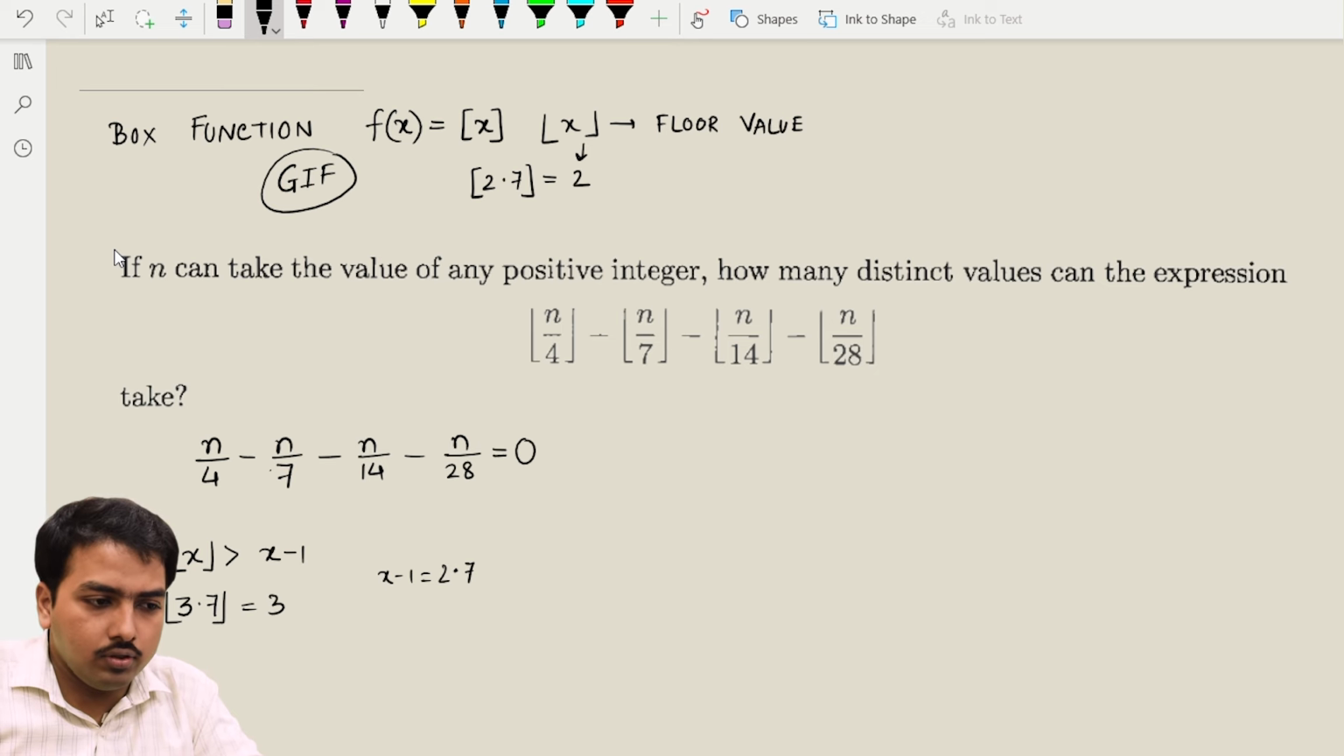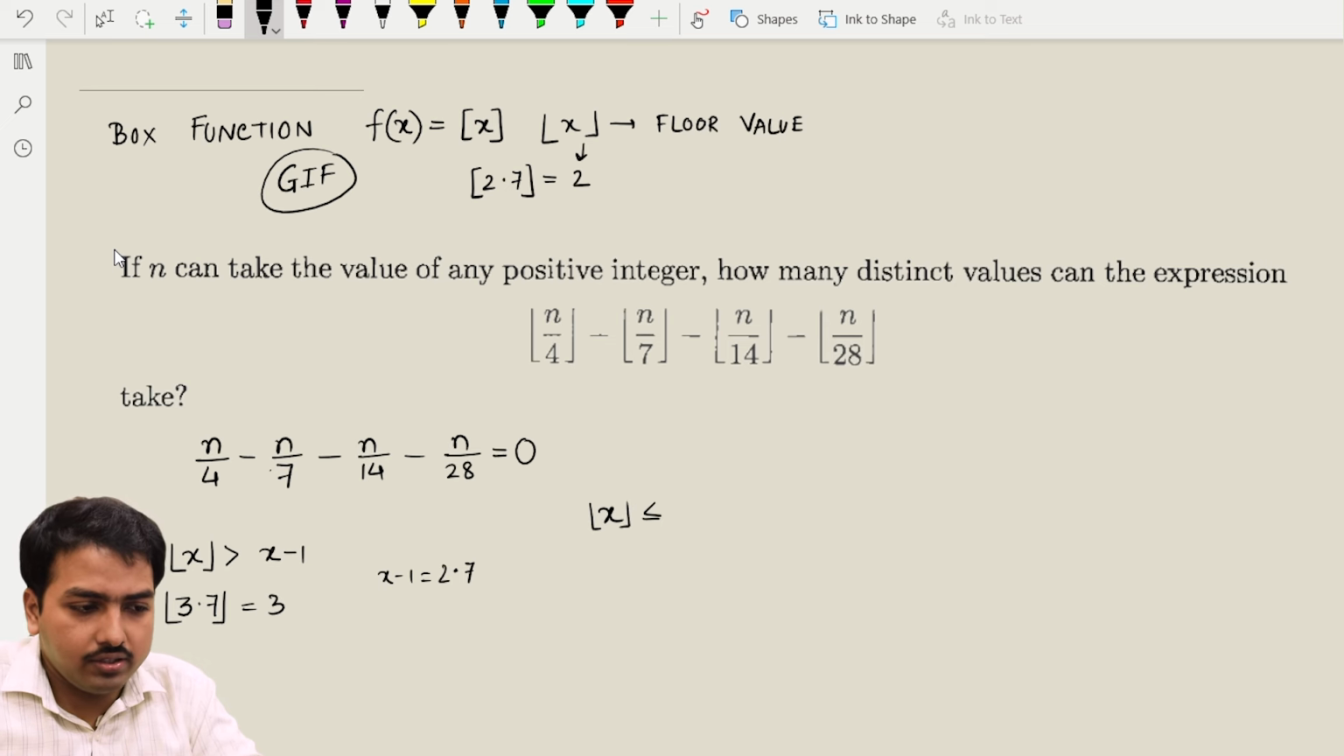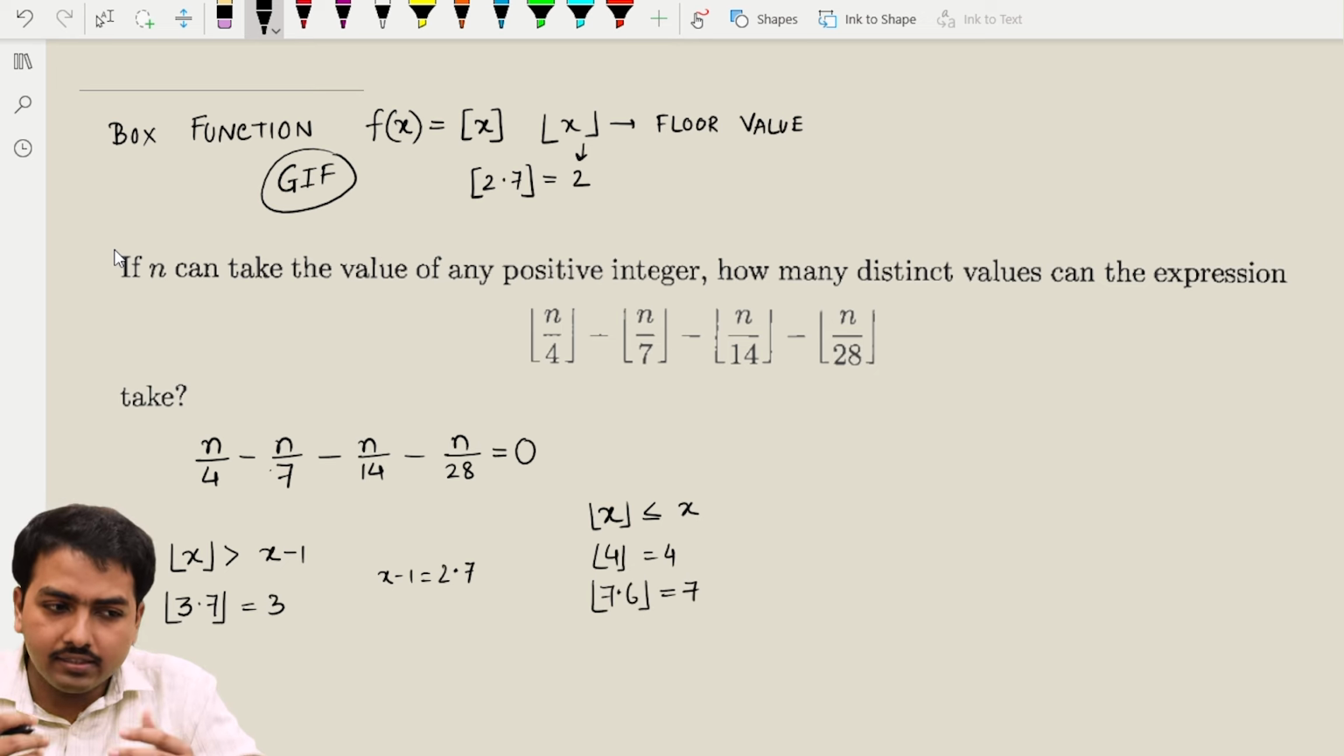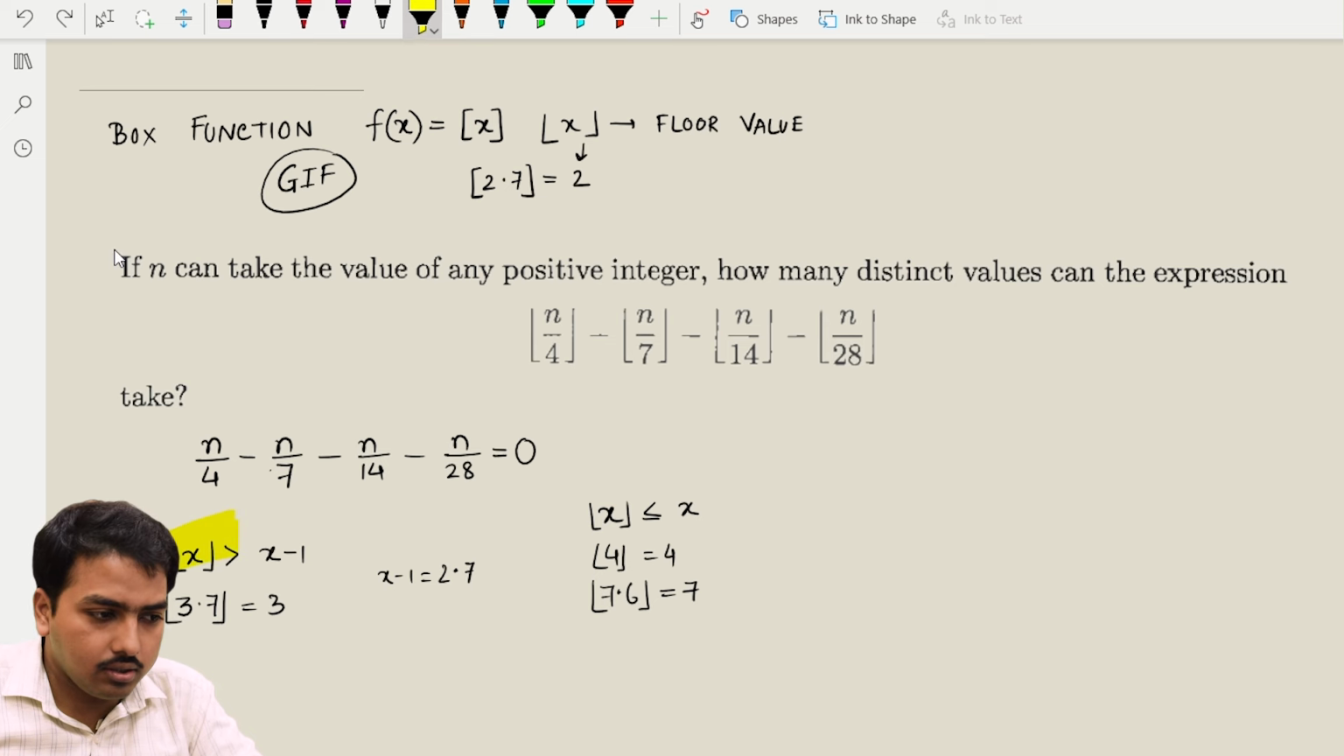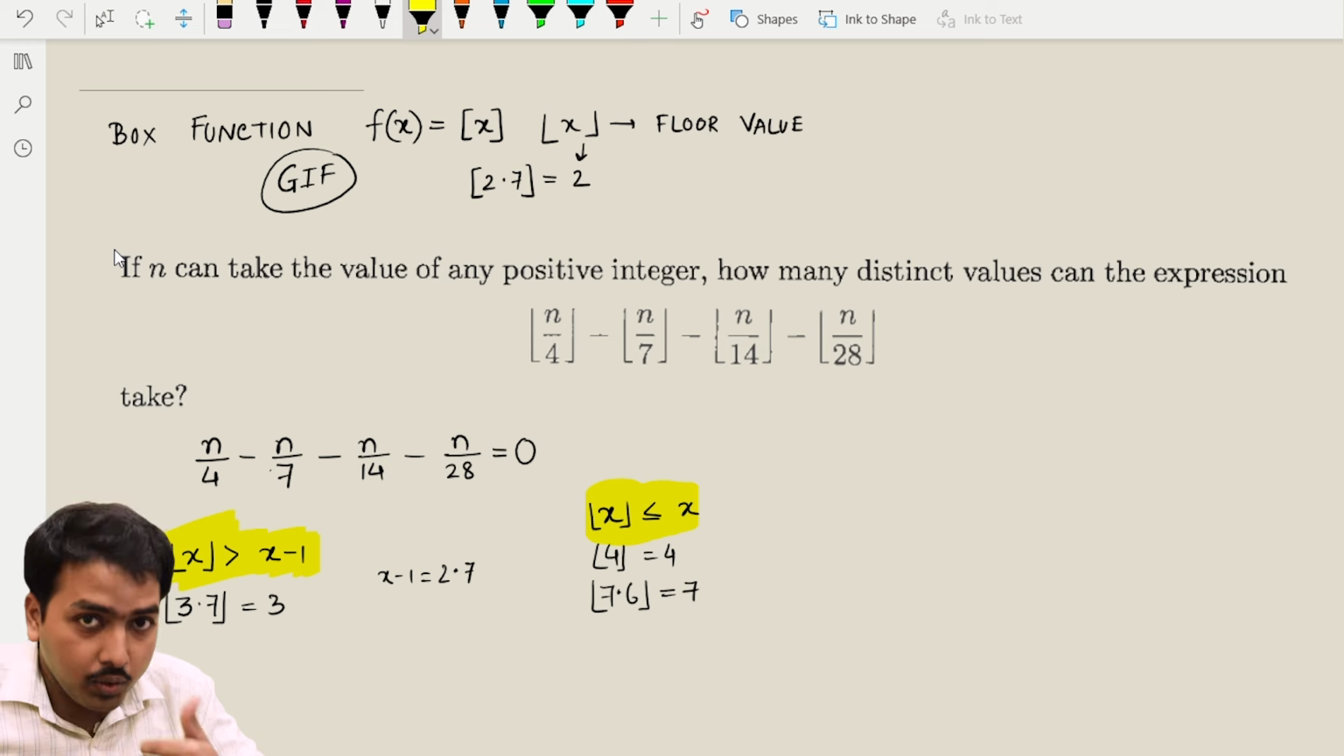Another useful inequality that can help us here is that the box of x is less than or equal to x. For example, if we take 4, it will be 4. So equality holds in the case of integers. And if it is not an integer, let's say 7.6, the box will be 7, whereas x is 7.6. So we can understand these two inequalities. Number one is this and another is this, and they will help us.